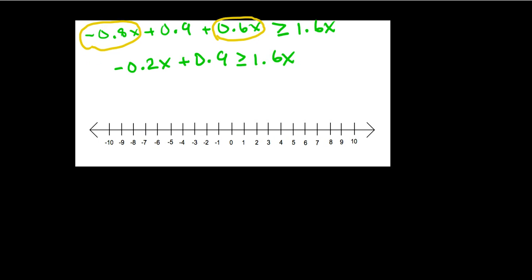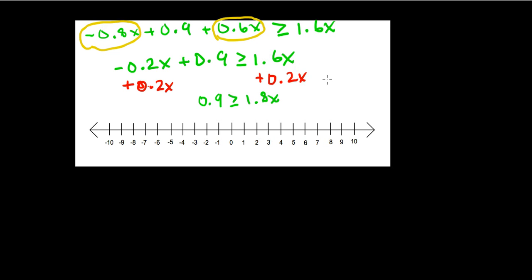Now we want to move the 0.2x to the right side. In order to do that, we must add 0.2x to both sides. When we add 0.2x to the left side, it becomes 0. When we add it to the right side, we get 1.8x. So we now have 0.9 ≥ 1.8x.